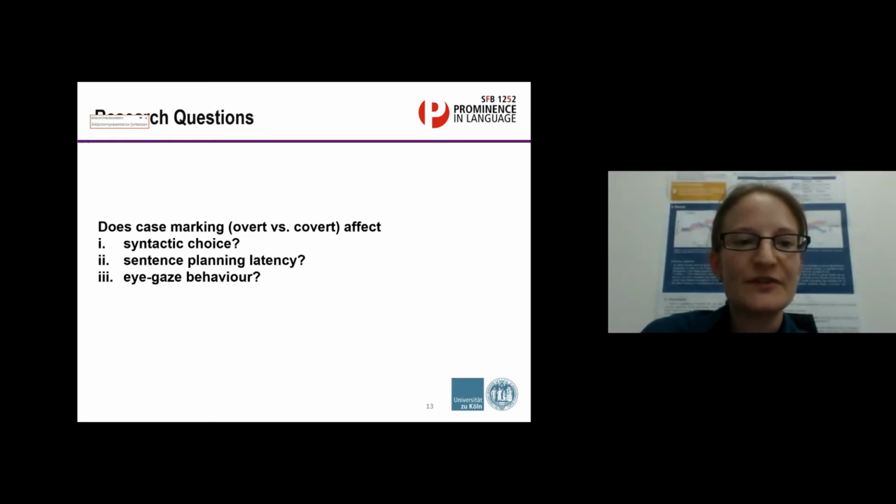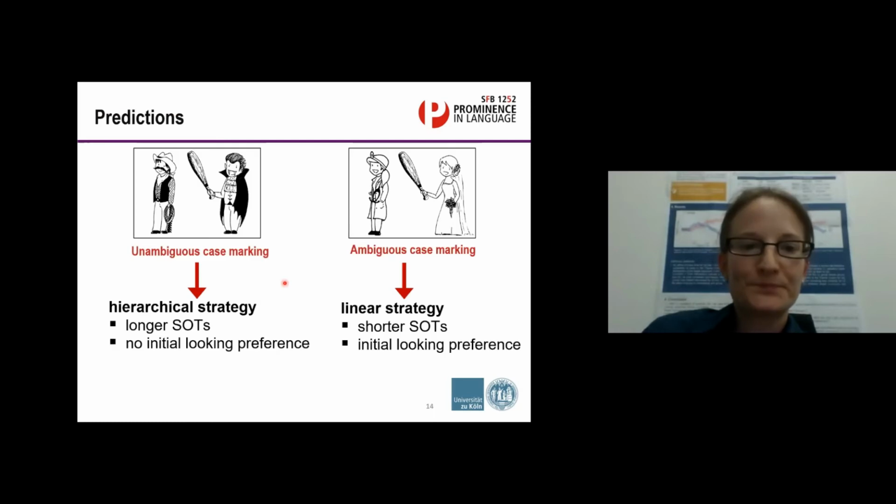So our research questions were as follows. We asked, does case marking affect syntactic choice, sentence planning latency as measured by speech onset times, and/or eye gaze behavior? We predicted that speakers apply a hierarchical incremental planning strategy for unambiguous case marking, that is, for masculine nouns, and a linear incremental planning strategy for ambiguous case marking, that is, for feminine nouns.